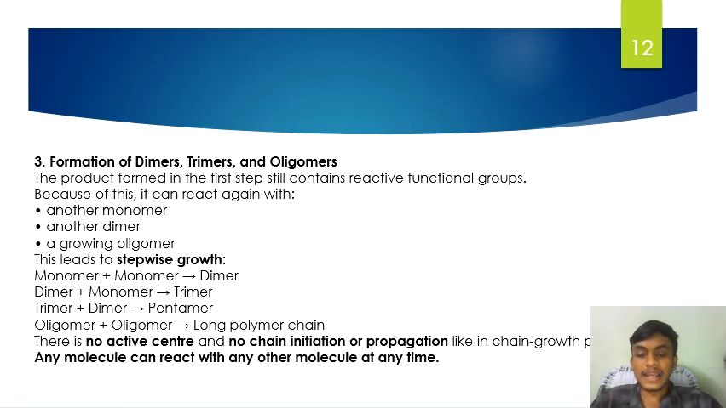The dimer still has free functional groups, so it can react again with another monomer or another dimer. This leads to the formation of trimers, pentamers, and oligomers. There is no initiator or active center like in chain growth polymerization. Any species present in the reaction mixture may react with any other.